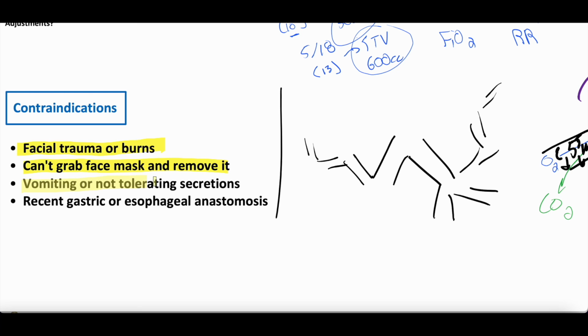Also, if you're having a lot of vomiting or you can't tolerate your secretions, having a mask pushing air into your lungs is probably not the most helpful thing. Again, aspiration risk. And then a relative contraindication too is a recent gastric, which is stomach, or esophageal anastomosis, which is a surgery where they sew or staple things together. If you are pushing in all that pressure into the lungs, the esophagus runs right by the trachea, and it can sometimes increase the amount of luminal pressure the stomach and esophagus are seeing. All right, so that is the introduction.